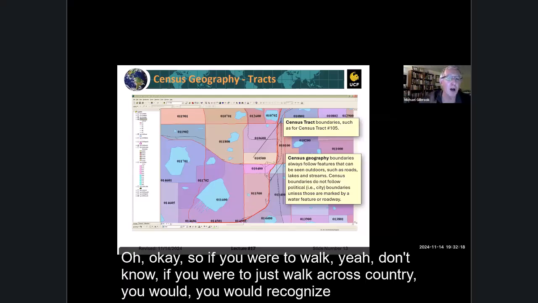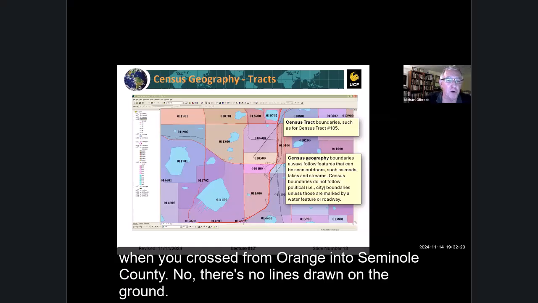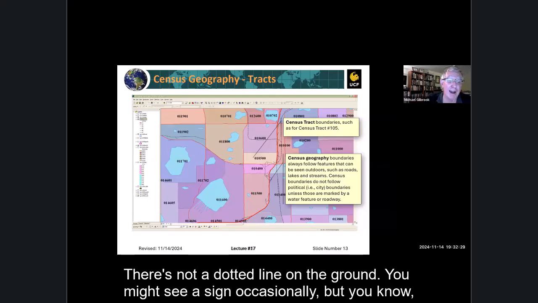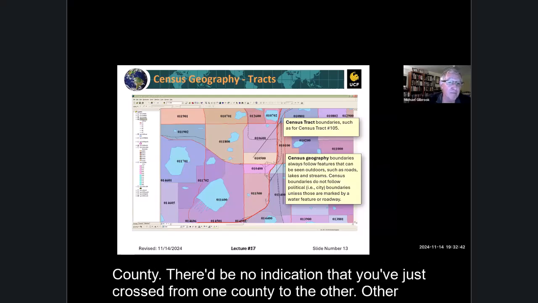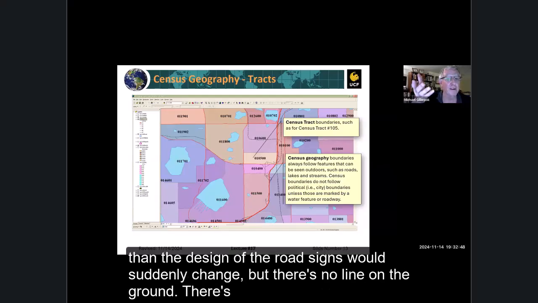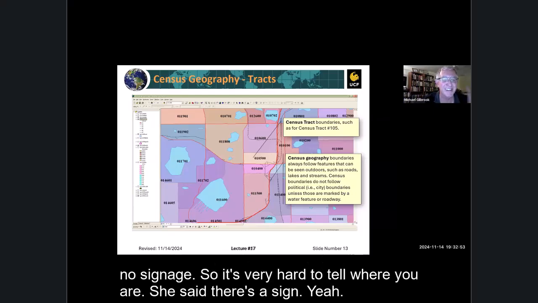Oh, okay. So Darla, if you were to just walk cross country, you would recognize when you crossed from Orange into Seminole County? No, there's no lines drawn on the ground. There's not a dotted line on the ground. You might see a sign occasionally, but you could drive between UCF and Oviedo, and I don't think there's even a sign that says now entering Seminole County. There'd be no indication that you've just crossed from one county to the other, other than the design of the road signs would subtly change. But there's no line on the ground. There's no signage. So it's very hard to tell where you are from political boundaries.